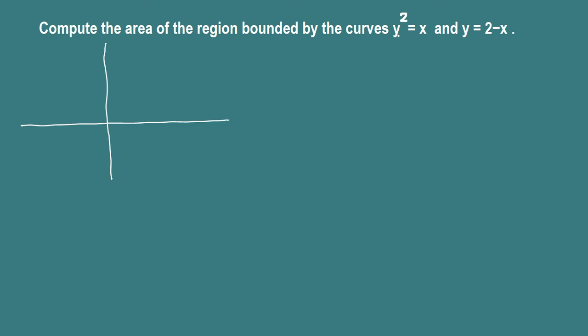x equals y squared. Okay, y equals x squared would be this parabola, but x equals y squared will be here. That's x equals y squared, or y squared equals x. And y equals 2 minus x, it will be just like this. This is y equals 2 minus x. And we are interested in finding the area between these two curves, which is this area.